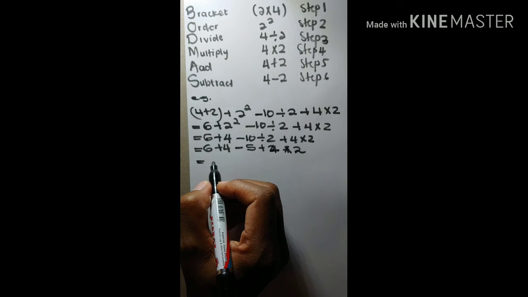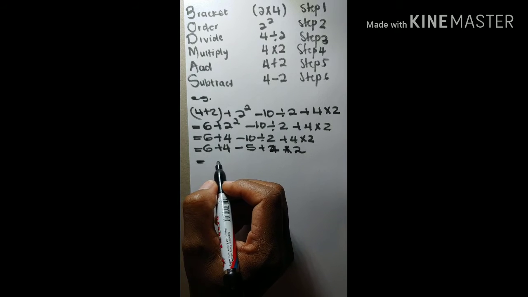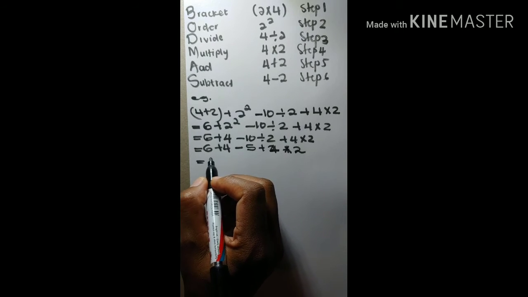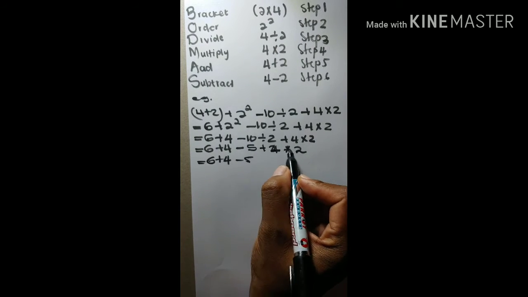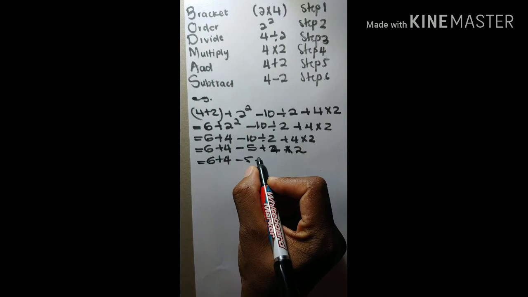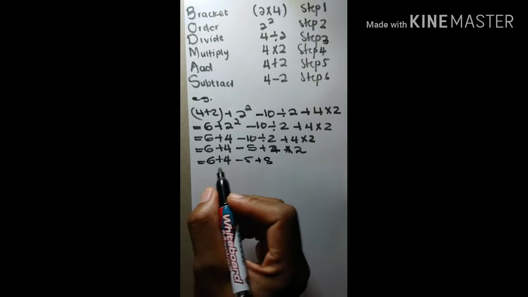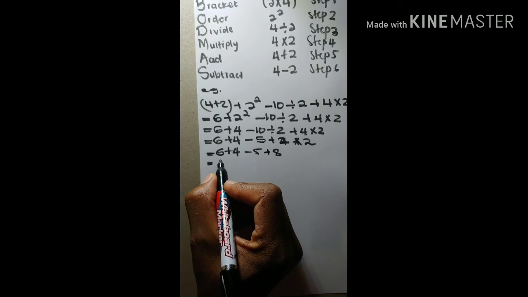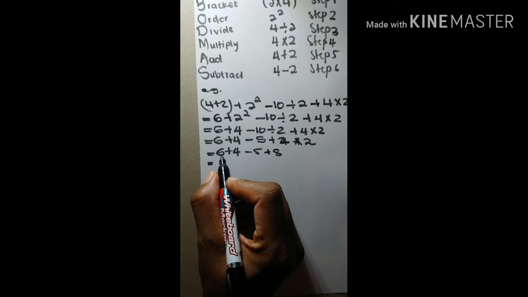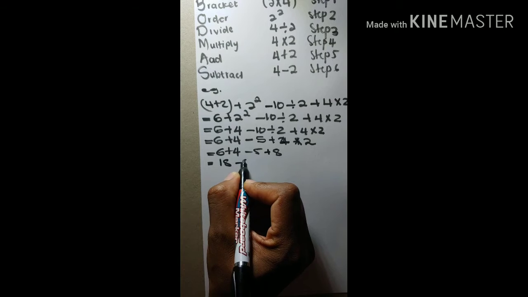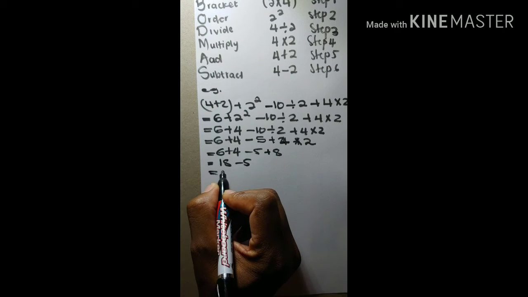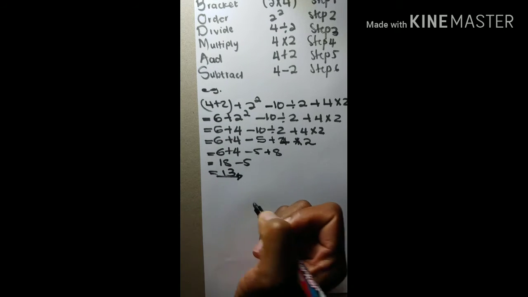Then our step 4, you need to simplify what needs to be multiplied. So it's 6 plus 4 minus 5. 4 multiplied by 2, you get 8. Then step 5, you need to add. So you will add 6, 4, and 8. That will give you 18 minus 5. That will give you positive 13.